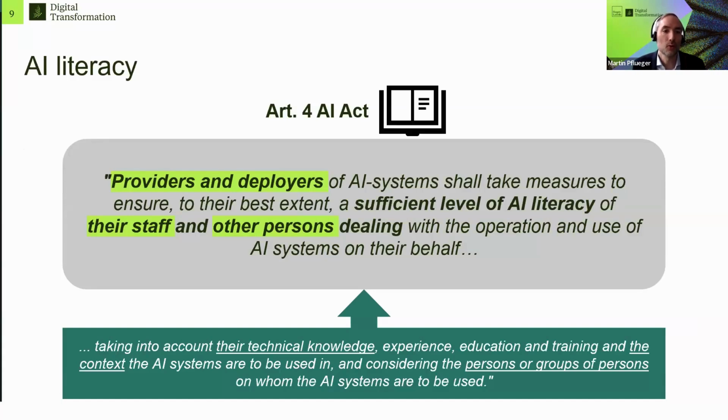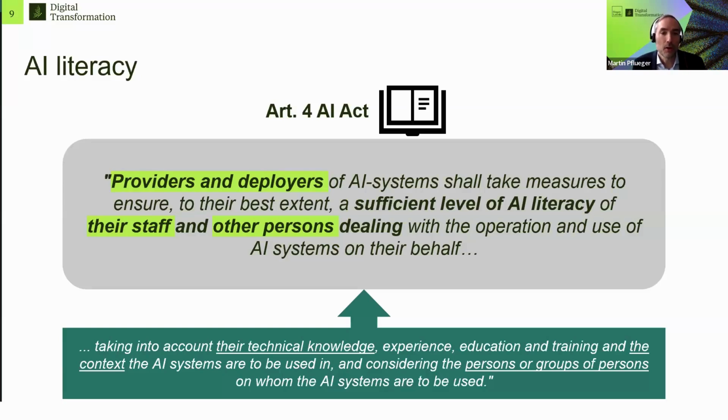So this provision applies to providers and deployers of AI systems and also general purpose AI systems, but not general purpose AI models, regardless of the risk of the system. So if you think your company does not deploy or use high-risk systems, AI literacy applies to each and every single company.